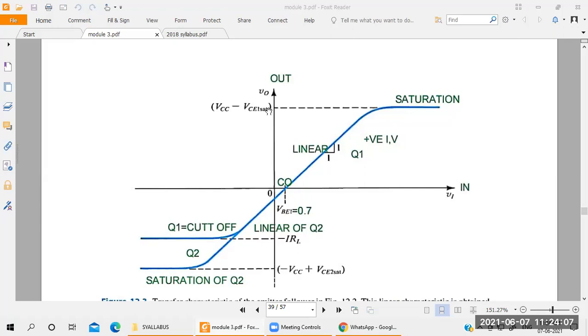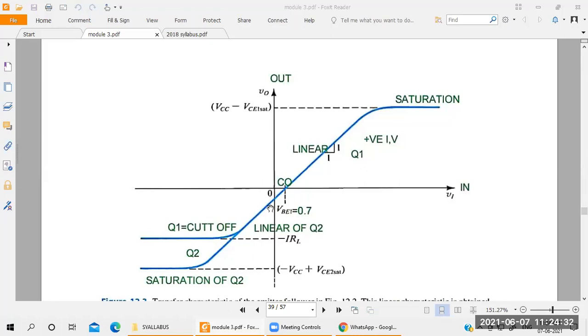It is not just a maximum of 100 volts or 5 volts. You take this equation, it depends on the applied DC voltage. What is the DC voltage here? Plus VCC minus VCE saturation. Same thing you write for the negative cycle. So the negative cycle depends on Q1 and Q2 also: Q1 has to maintain cutoff condition, Q2 has to maintain saturation condition.